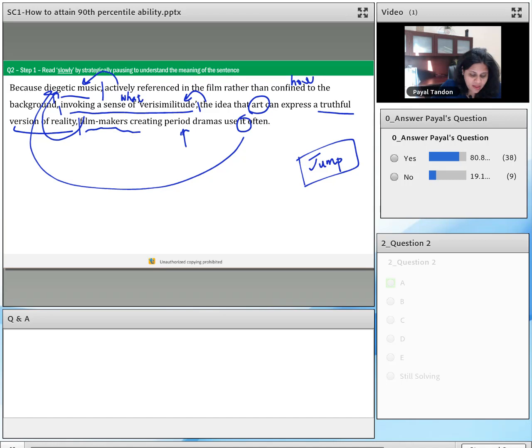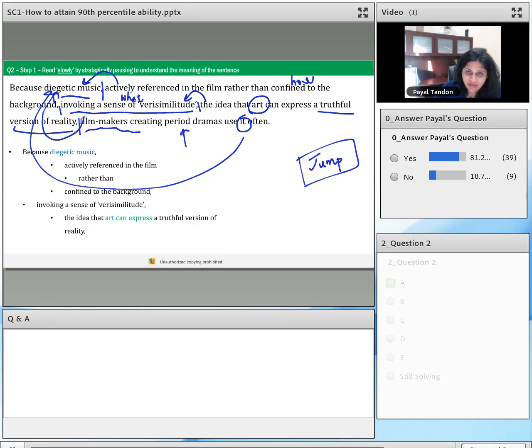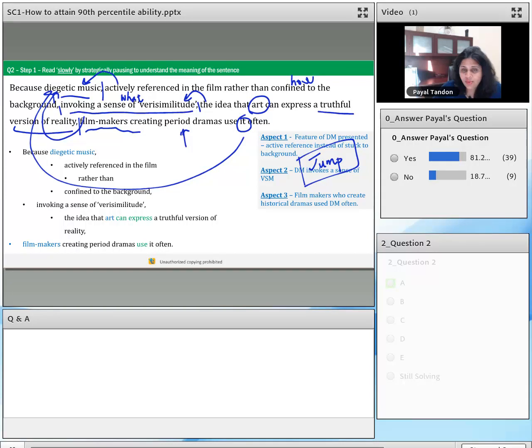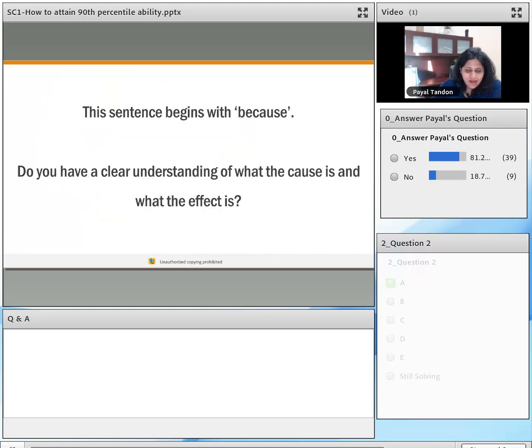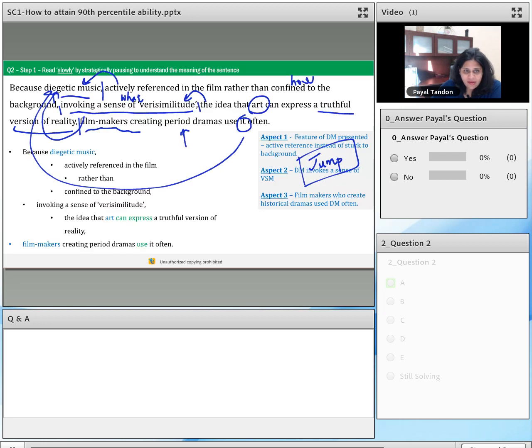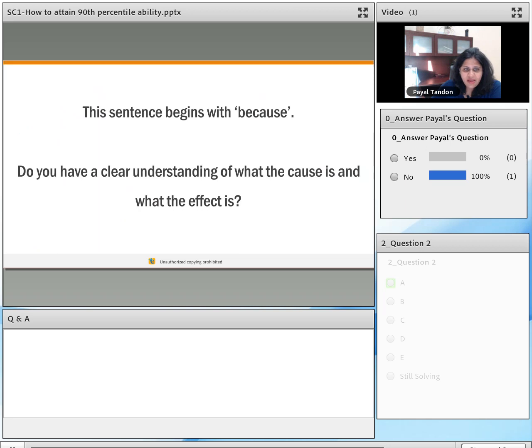Okay, so here's the sentence structure here. This demonstrates how we are reading, where we are pausing when we are reading the sentence. Okay, in terms of the aspects of the meaning, feature of DM presented, how it is used, then DM invokes a sense of verisimilitude, what does it do, and then filmmakers who create period dramas use it often. So these are the three aspects that we were able to get from the sentence. But, and there's a big but here, the sentence began with because. So I'm going to ask you, based on the three aspects that you saw here, aspect one, aspect two, aspect three, do you see a direct cause and effect here?